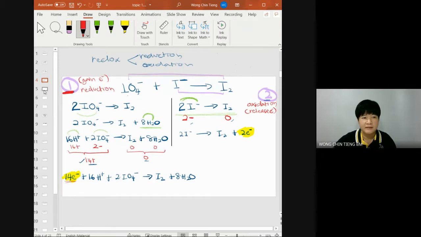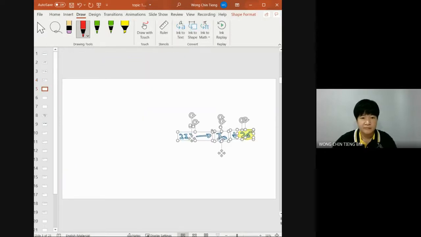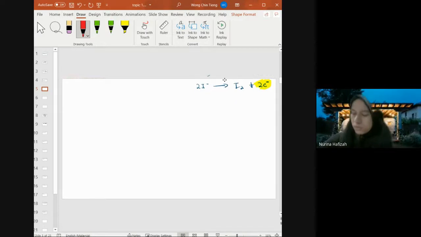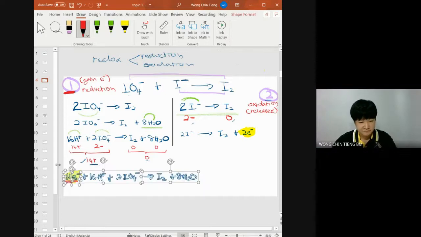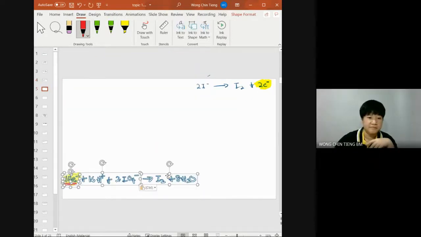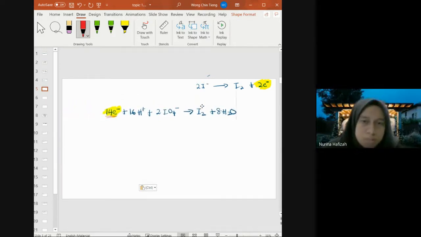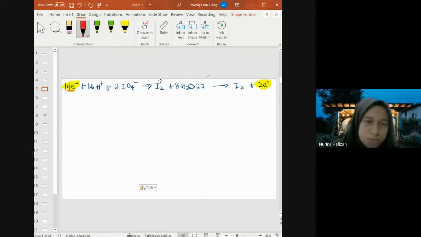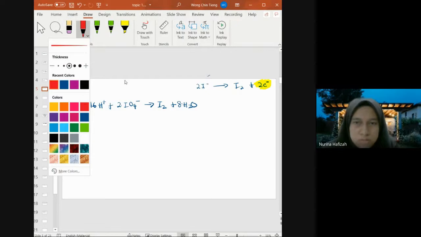And what is the next step? Nurina? What is your next step? Yeah? What is your next step? Yang atas tu, 2I tu darabkan dengan 7. Darab dengan 7. Yang 14 ni? 14 tu tak payah. 14 tu tak payah.